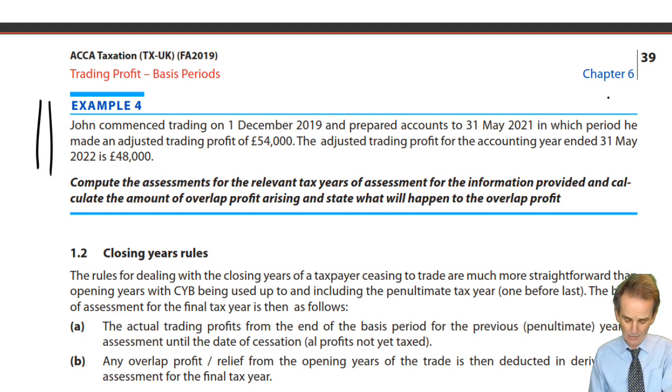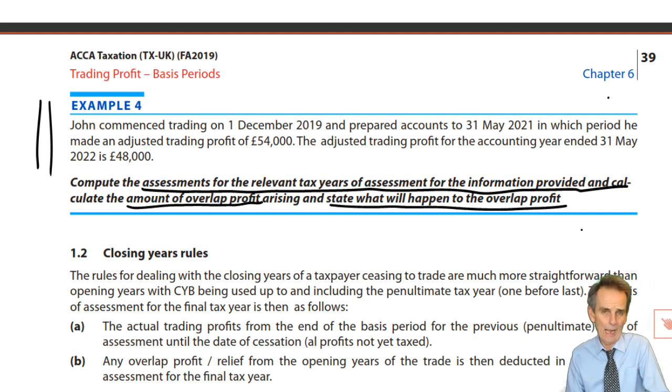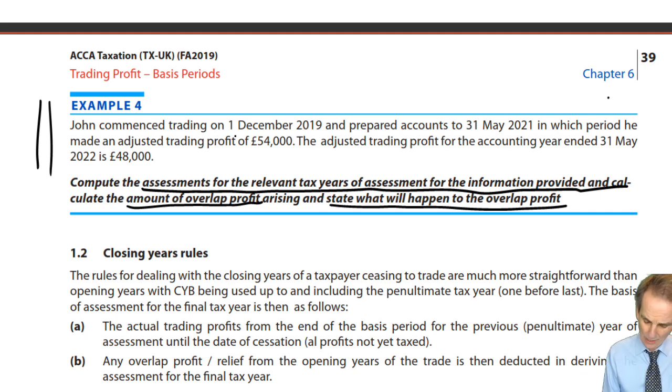So what are the requirements here? As you might expect, compute the assessments for the relevant tax years of assessment for the information provided, and then calculate the amount of overlap profit and state what will happen to that overlap profit. Now, we know that the overlap profit is deducted in deriving the assessment for the final tax year of assessment. The assessments on a startup situation, standard approach: commence trading on 1st of December 19.